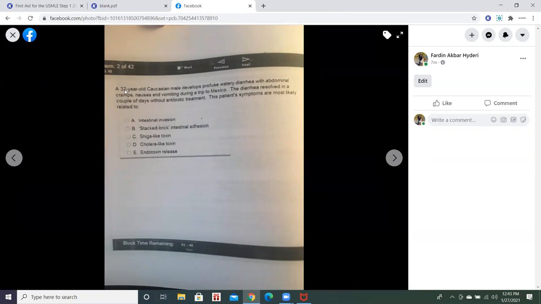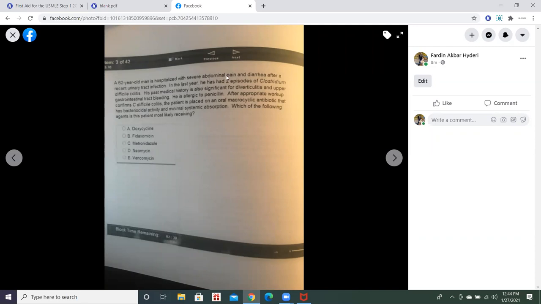Now, let's read the next one. A 32-year-old Caucasian male develops profuse watery diarrhea with abdominal cramps, nausea, and vomiting during a trip to Mexico. The diarrhea resolved in a couple of days without antibiotics. This is extremely easy. If you know the answer, please say you're ready. What is the answer? Right. So profuse watery diarrhea, self-limiting within 1 week without antibiotics. The organism is cholera, Vibrio cholerae. Okay, it's traveler's diarrhea.